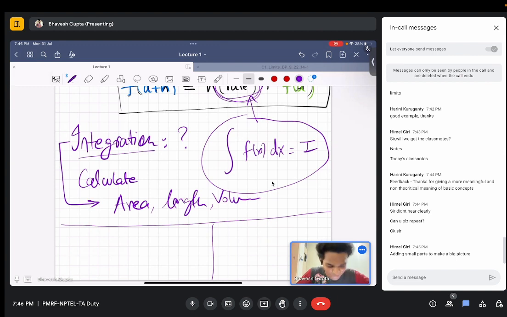Can anyone explain when to use integration, when to use differentiation? I'll just give you the meaning. We know the meaning of integration, and we know the meaning of differentiation. Integration is where you keep adding the small things to get a big picture. In differentiation, you break down the big picture into small pieces. Now you can understand, right? When to use which.